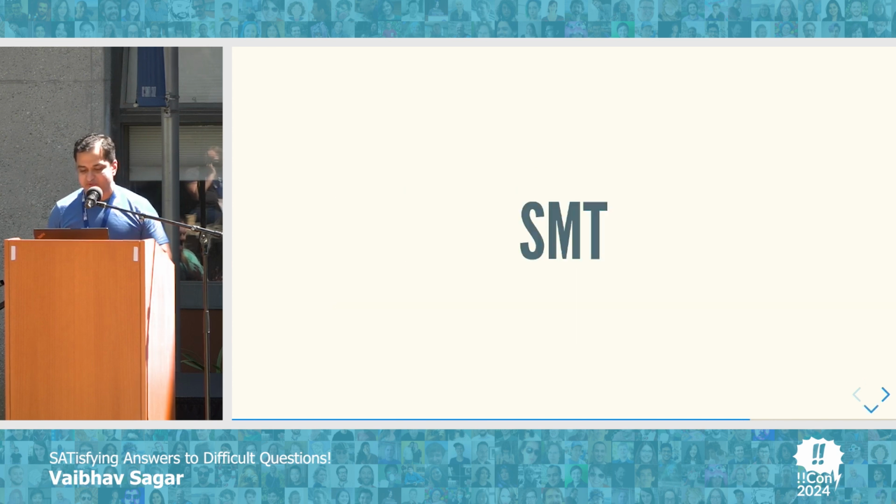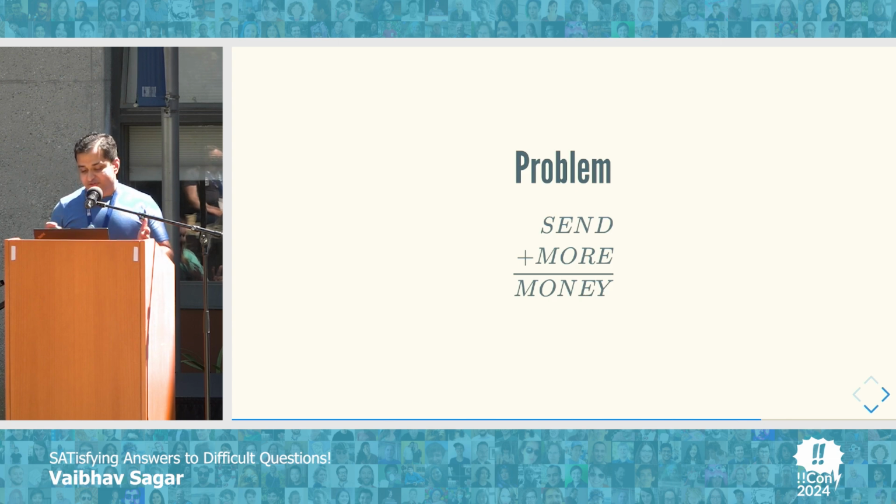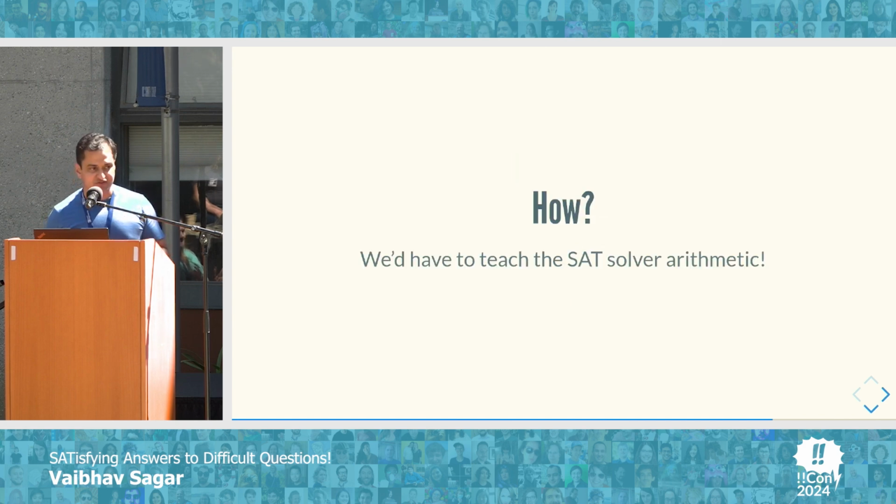Okay, so far we've been operating at the level of Boolean formulas, Boolean logic, Boolean variables. So how does that help us solve a problem like this, which is a puzzle where the objective is to assign digits to SEND and MORE such that this is valid mathematically, SEND plus MORE equals MONEY. So this is very hard to solve using the techniques that I just described, at least for me, because I can't figure out how to tell the SAT solver that it needs to carry the 1, etc. So essentially to do this correctly, I'd have to teach the SAT solver arithmetic.